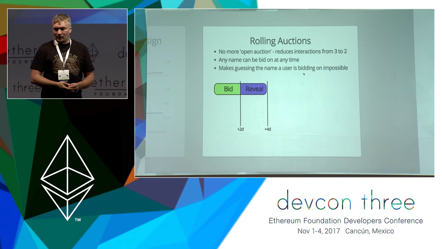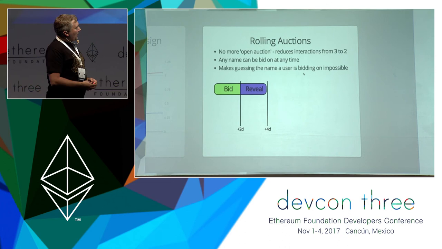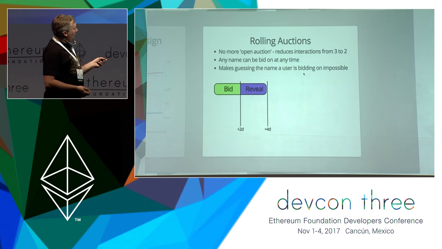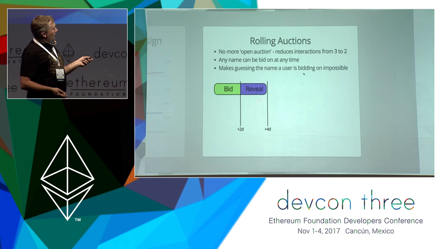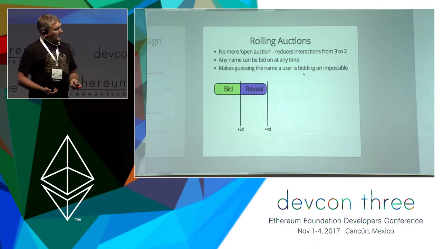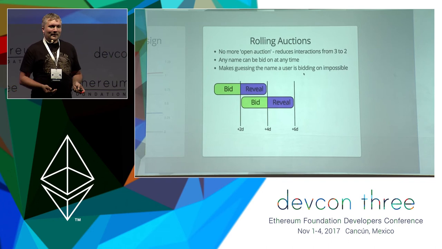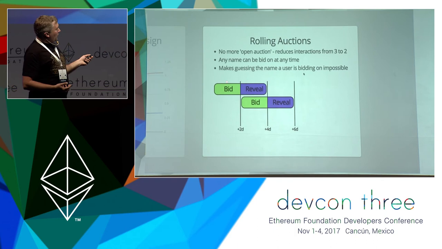So our proposal for the Permanent Registrar is to switch to a rolling auction mechanism. The way this works is auction periods start every 48 hours in this example, and you have a 48-hour bid period during which anybody can bid on any unowned name. And that's immediately followed by a 48-hour reveal period during which anyone who bids needs to reveal the name. Simultaneous with the start of the first reveal period, a second bid period starts. And again, any unregistered name can be bid on. If somebody bid on a name in phase one, and then another person bids on the name in phase two, then when the name is revealed, they simply get a full refund.